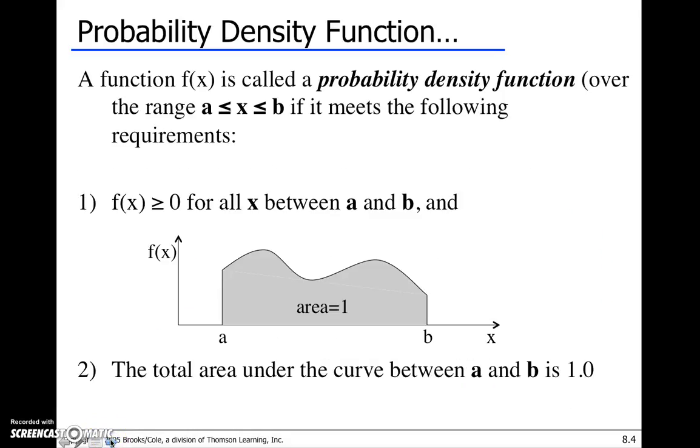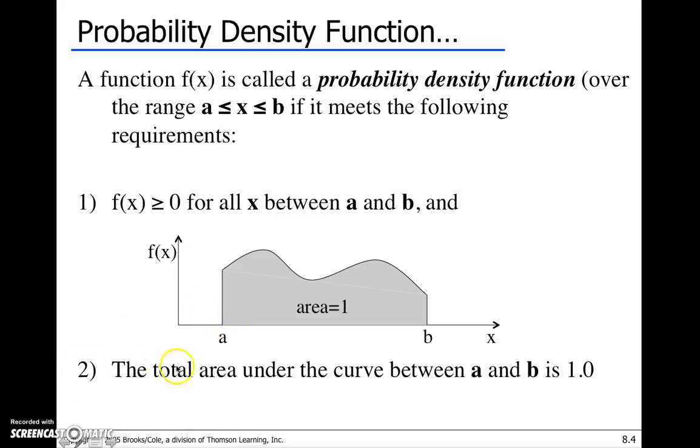Probability density function. A function f of x is called a probability density function over the range x greater than or equal to a and less than or equal to b if it meets the following requirements. 1. f of x is greater than or equal to 0 for all values of x defined on the interval, that is between a and b, as shown here. That is, f of x is always positive or 0, it's never negative.